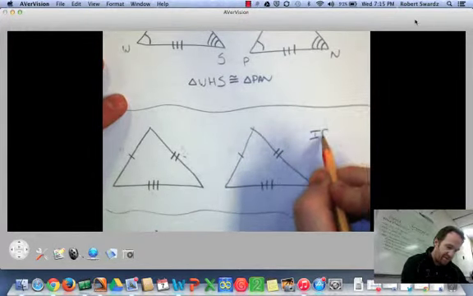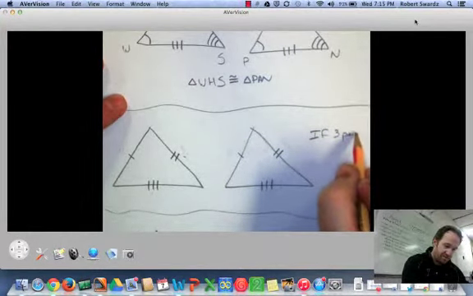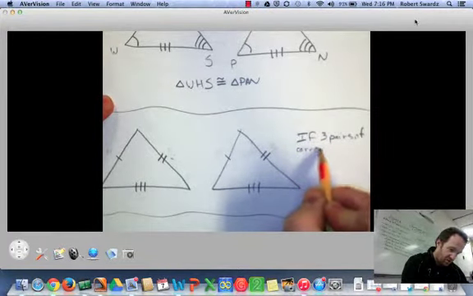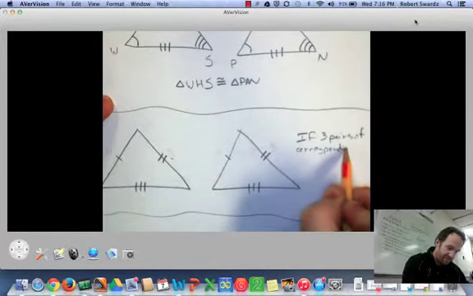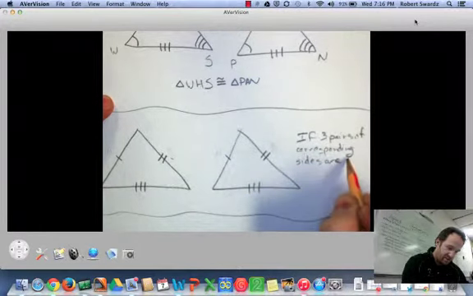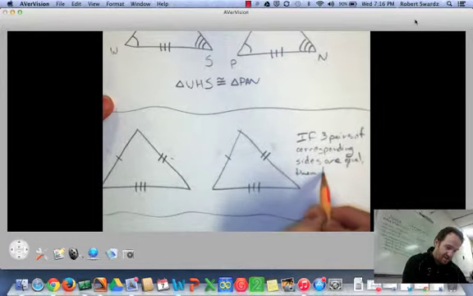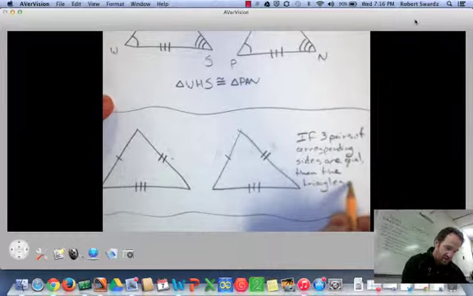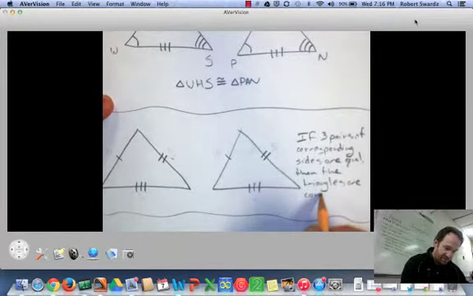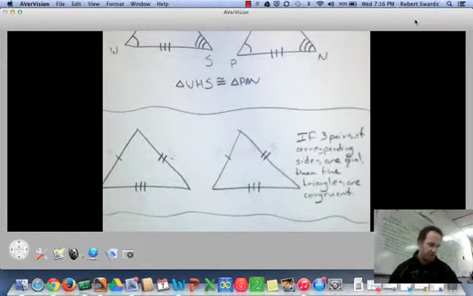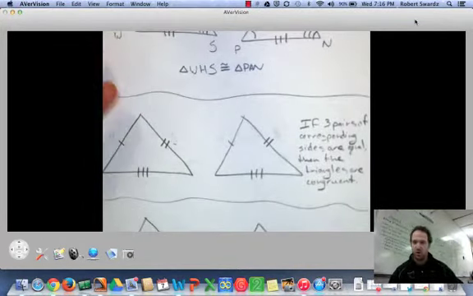And so let's see. We'll say if 3 pairs of corresponding sides are equal, then the triangles are congruent. Holy cow, that is a mouthful. It would be nice if we had a shorthand for that.